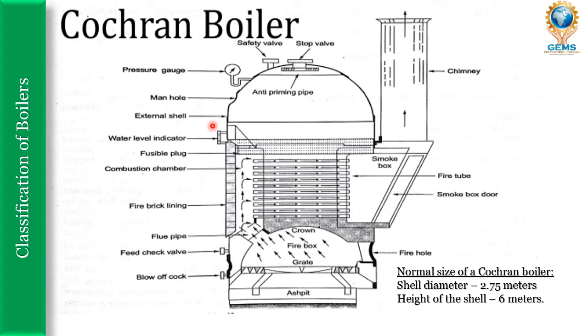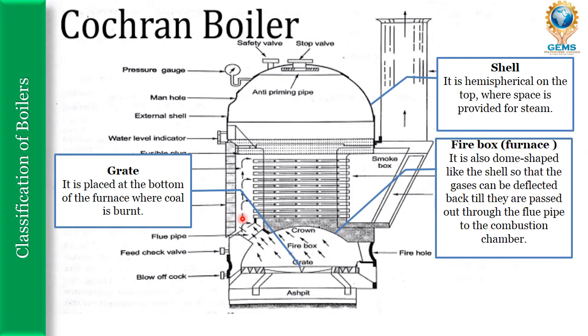The normal size of the Cochran boiler: the shell diameter will be 2.75 meters, and the overall height of the shell will be 6 meters. This is the grate. It is placed at the bottom of the furnace where coal is burned. Here only the coal is burned, and this is the ash pit.